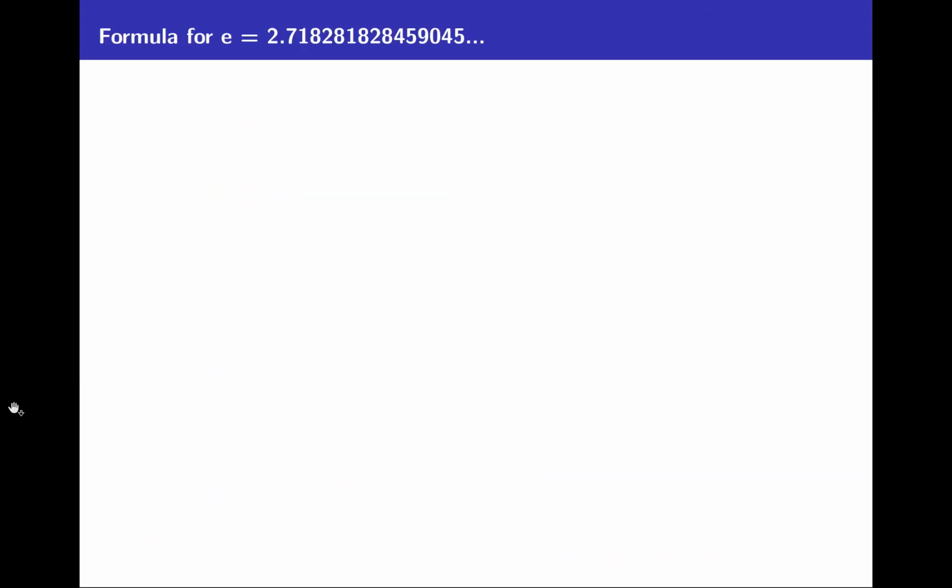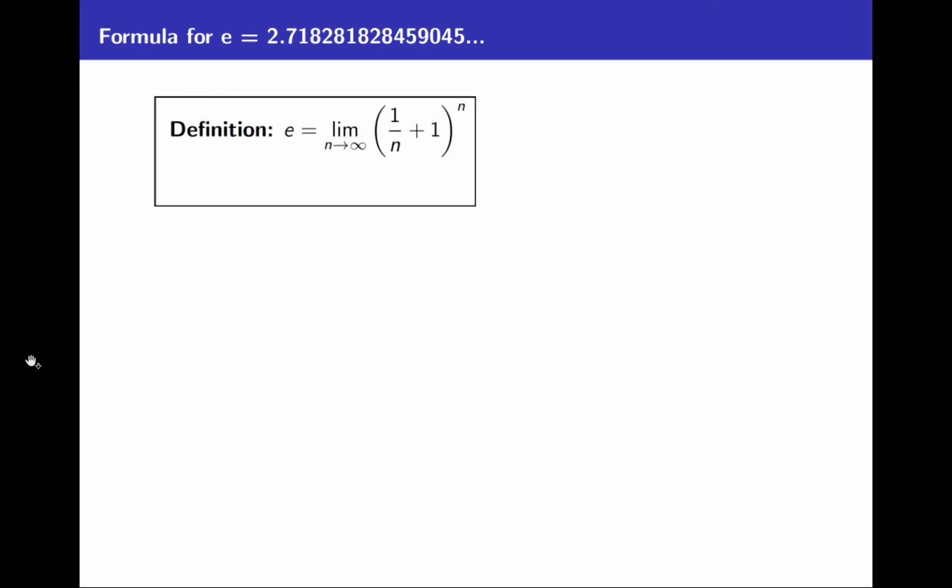The formula for e is going to look a little unmotivated when you first see it, but then it'll start to make sense when it's examined more closely. The formula is this. Here's the definition of the number e. e equals the limit as n goes to infinity of (1/n + 1) to the power of n. e is the value of this limit.